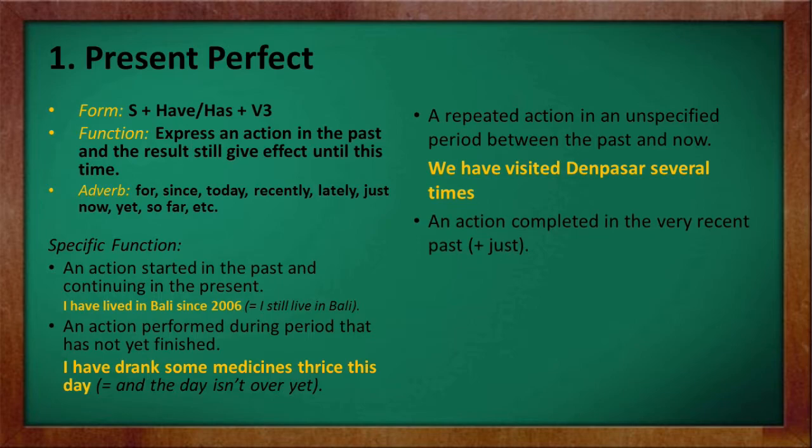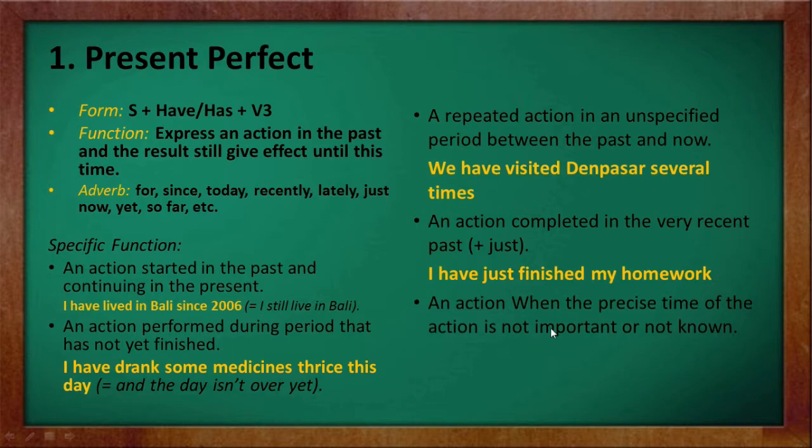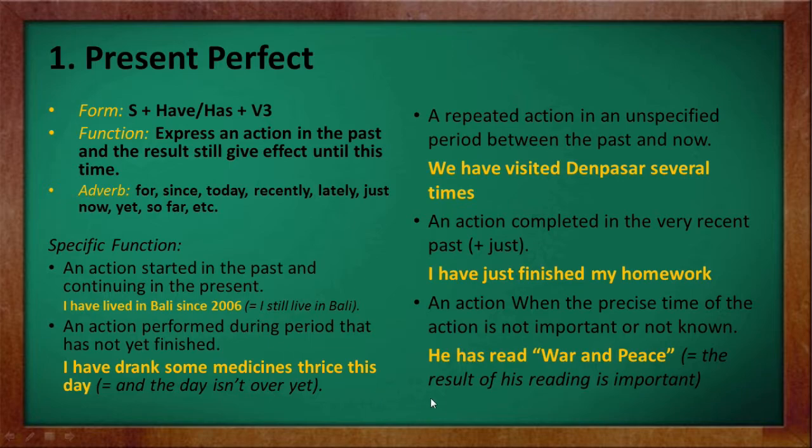Fourth, to express an action completed in the very recent past. So for this function, we add the word just. For example, I have just finished my homework. And the fifth, to express an action when the precise time of the action is not important or not known. For example, he has read War and Peace. The result of his reading is important, but the precise time is not important.